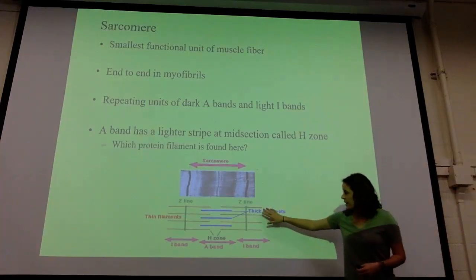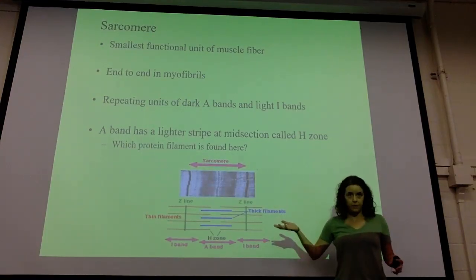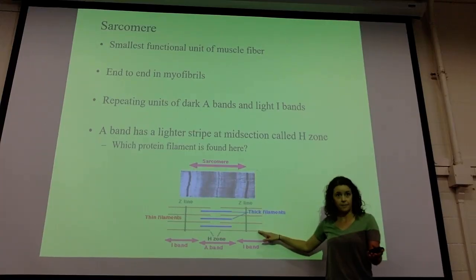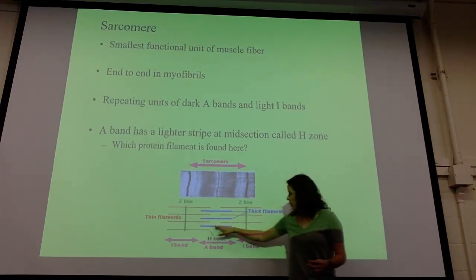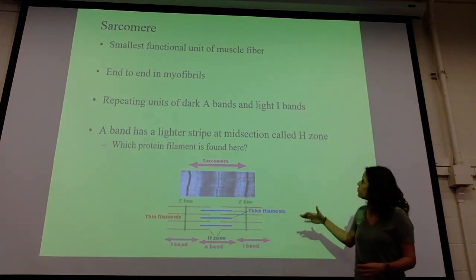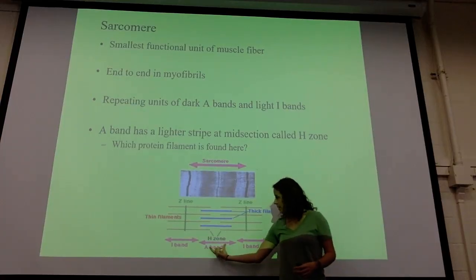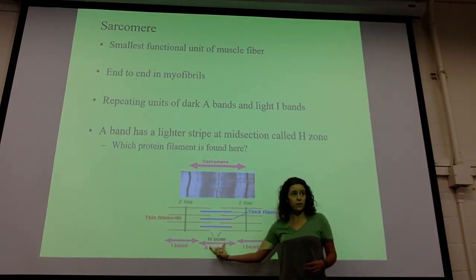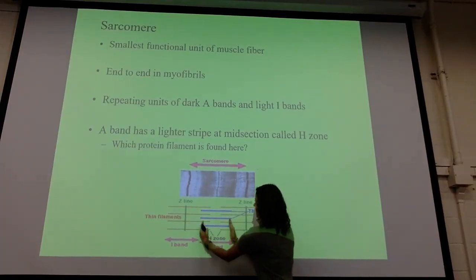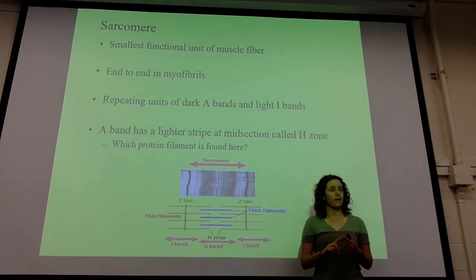So here is one way of depicting the sarcomere. The thin lines here are going to be actin. The thicker lines here are going to be myosin. And we can name the various zones. So we have A bands. The A band is in the center. The A band includes everything here. So the A band has actin and myosin in it.